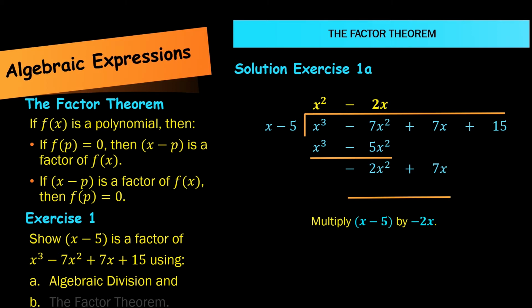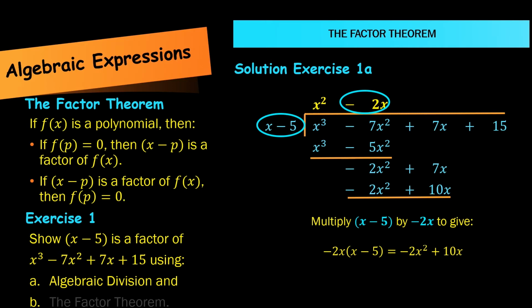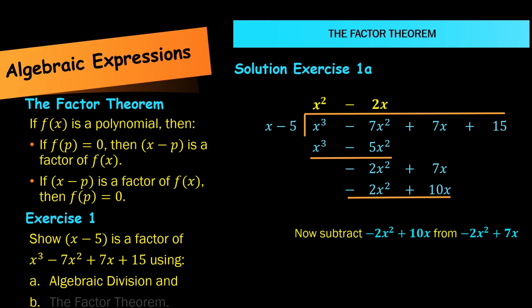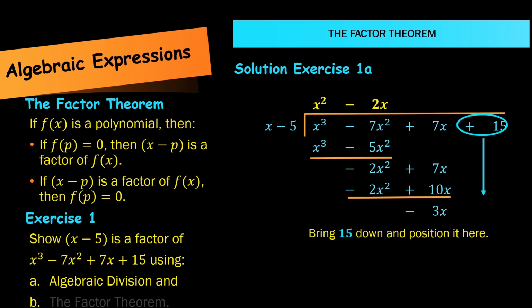Now multiply x minus 5 by minus 2x to give minus 2x squared plus 10x. Now subtract minus 2x squared plus 10x from minus 2x squared plus 7x, as shown. Bring the 15 down and position it here.